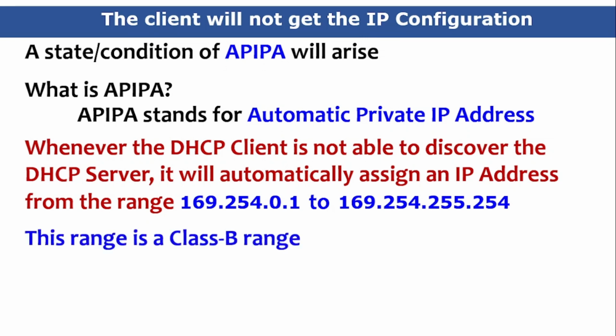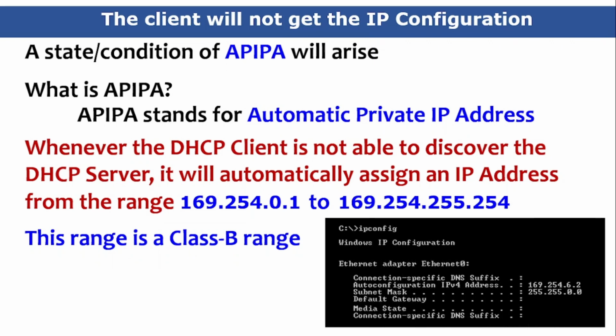This is a class B range, and if you run ipconfig, it will look somewhat like this. It will pick up any IP. In this example, the client has picked up 169.254.6.2 and the mask is 255.255.0.0, the class B default subnet mask.